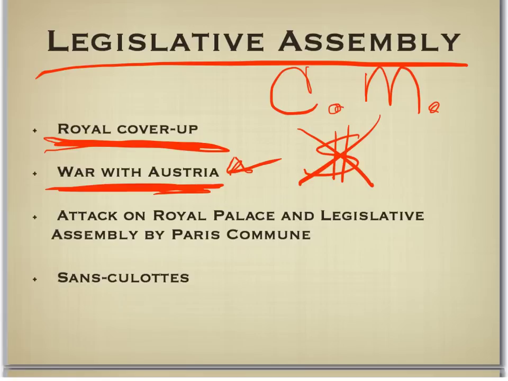And they immediately start to lose. And they don't just start to lose to Austria, but other European countries join in this fight with the Austrians to try to crush these revolutionary ideas. So what happens to the Legislative Assembly? Well, a majority of people, you might argue, in Paris, led by this group of radicals called the Paris Commune, attack the government and violently overthrow the Legislative Assembly.